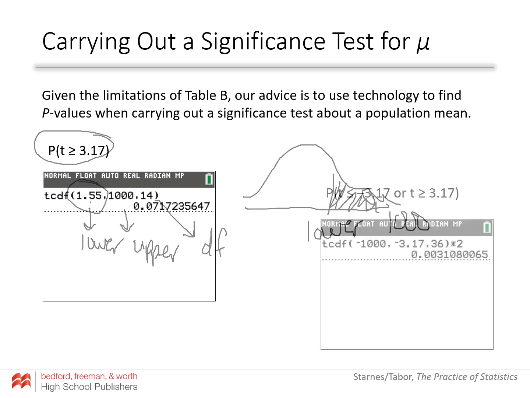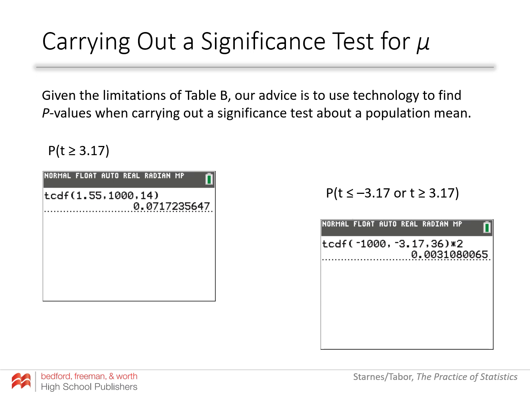So if we put this actual problem in ours, then since we were doing a not equal to, we're going to put the lower as negative 1,000. We're going to do negative 3.17 as the upper. And then we have our degrees of freedom. And then we multiply that finally by 2. So we get a more accurate p-value of 0.003. So now we have an actual number to compare to alpha.